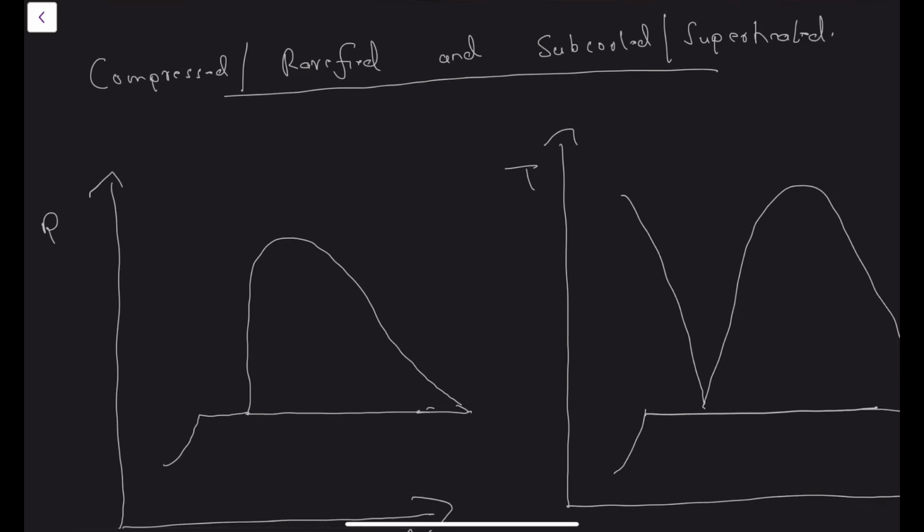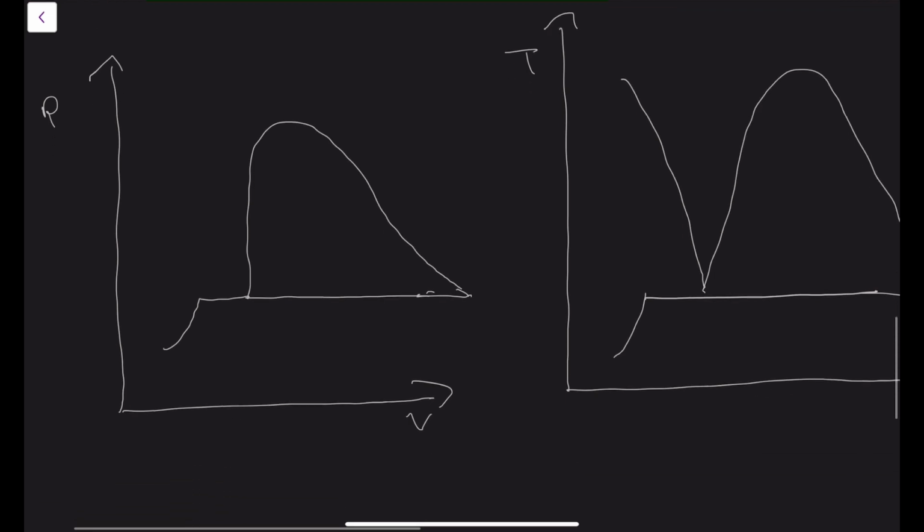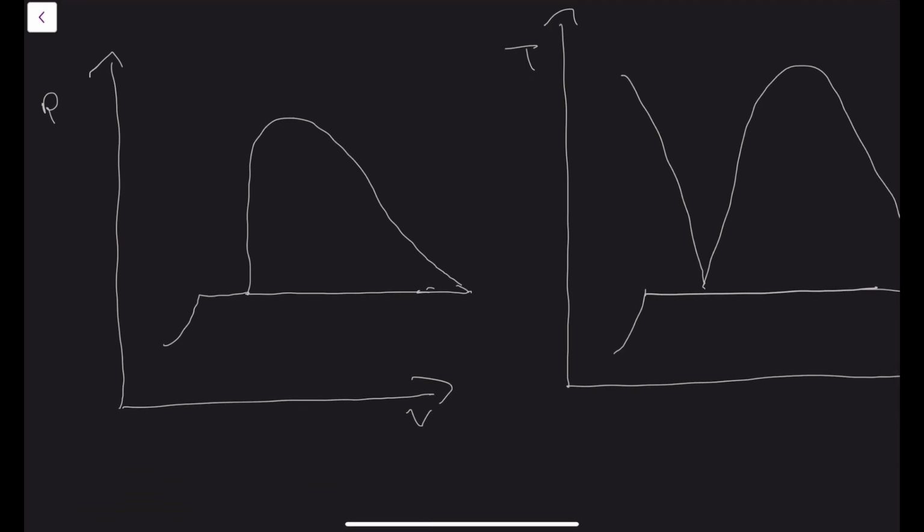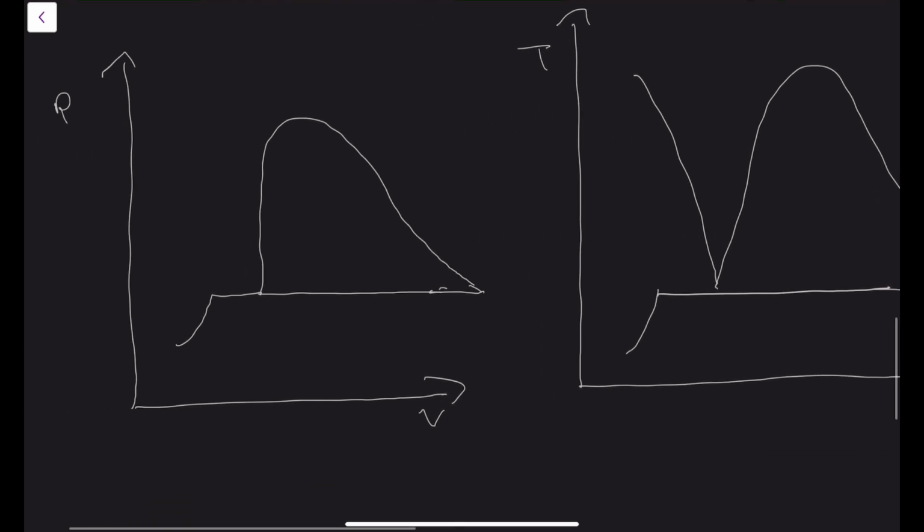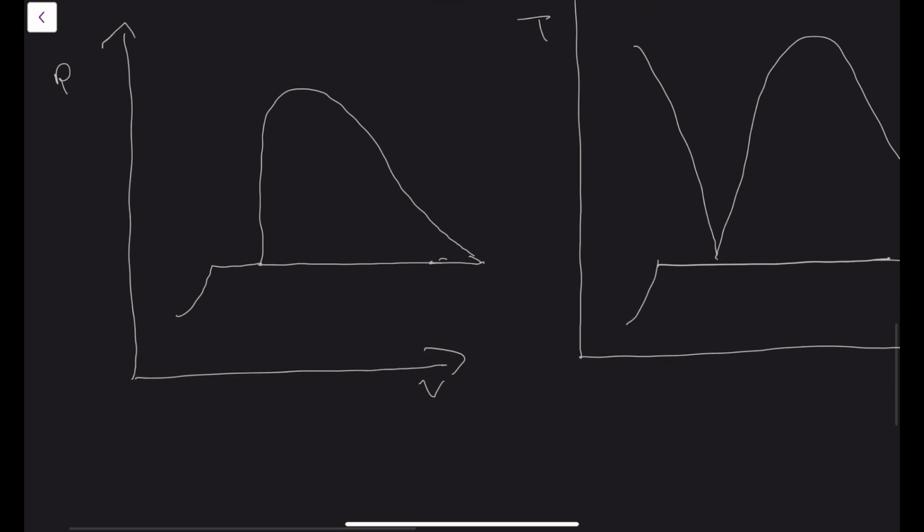In this video, we will discuss the concept of compressed versus rarefied gas and also subcooled versus superheated gas. So here I have shown the PV diagram and the TS diagram. We have already seen how to plot a PV diagram of a pure substance. So here I have drawn the PV diagram.